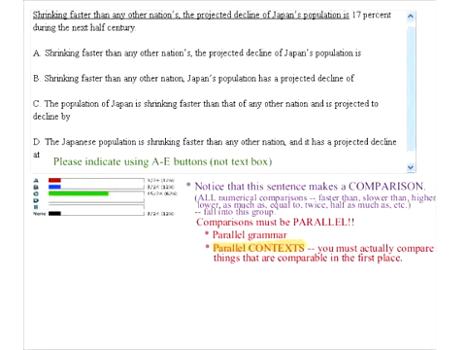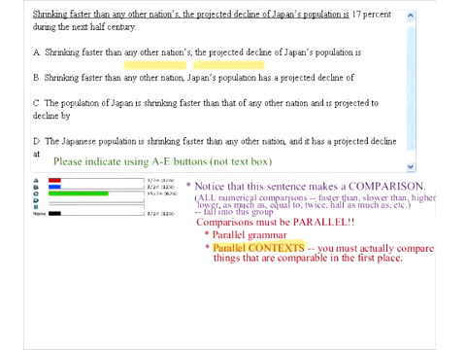So this is a problem because you've got Japan's population versus any other nation. Okay, if you can't see the highlight, if you just see the boldface, then we'll put it in boldface and underline for you. Any other nation, but then this one says the population of Japan. It doesn't just say Japan. So that's not an okay comparison. You can't compare a population to a country. So that makes B incorrect. Smiley face if that makes sense.